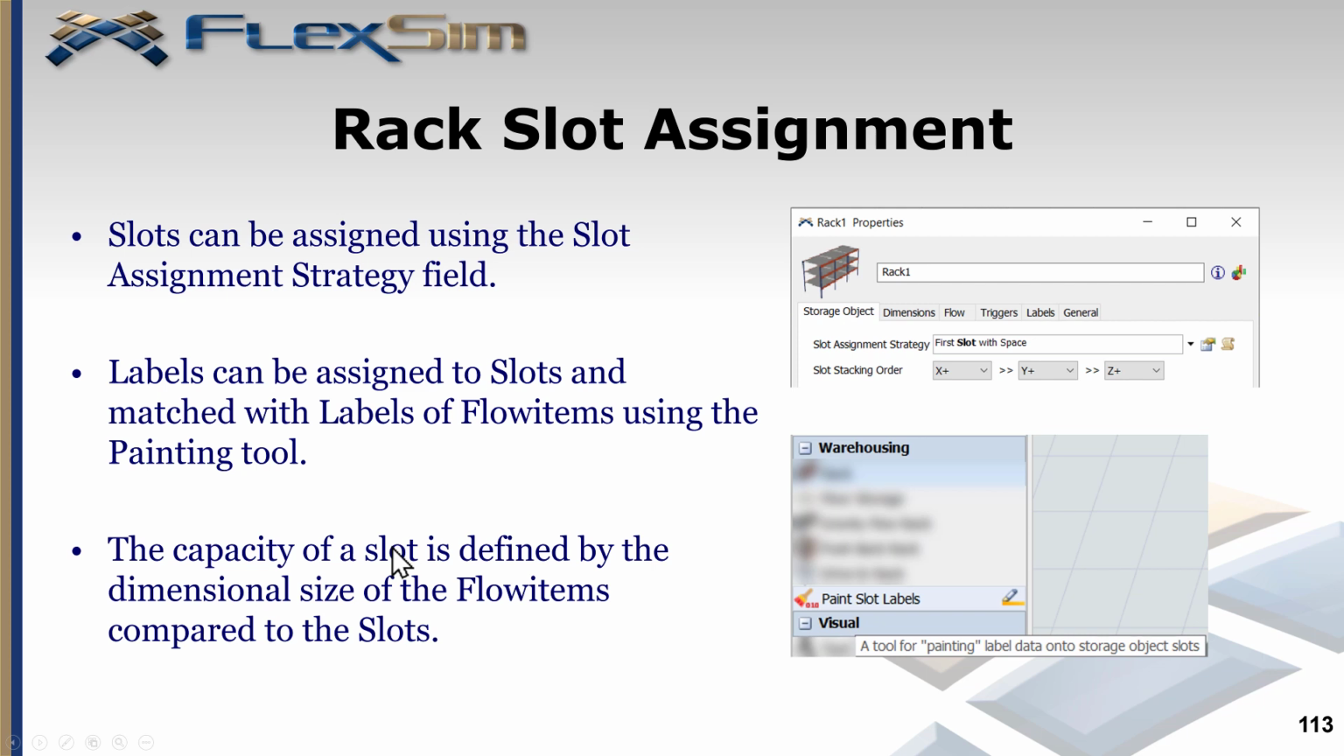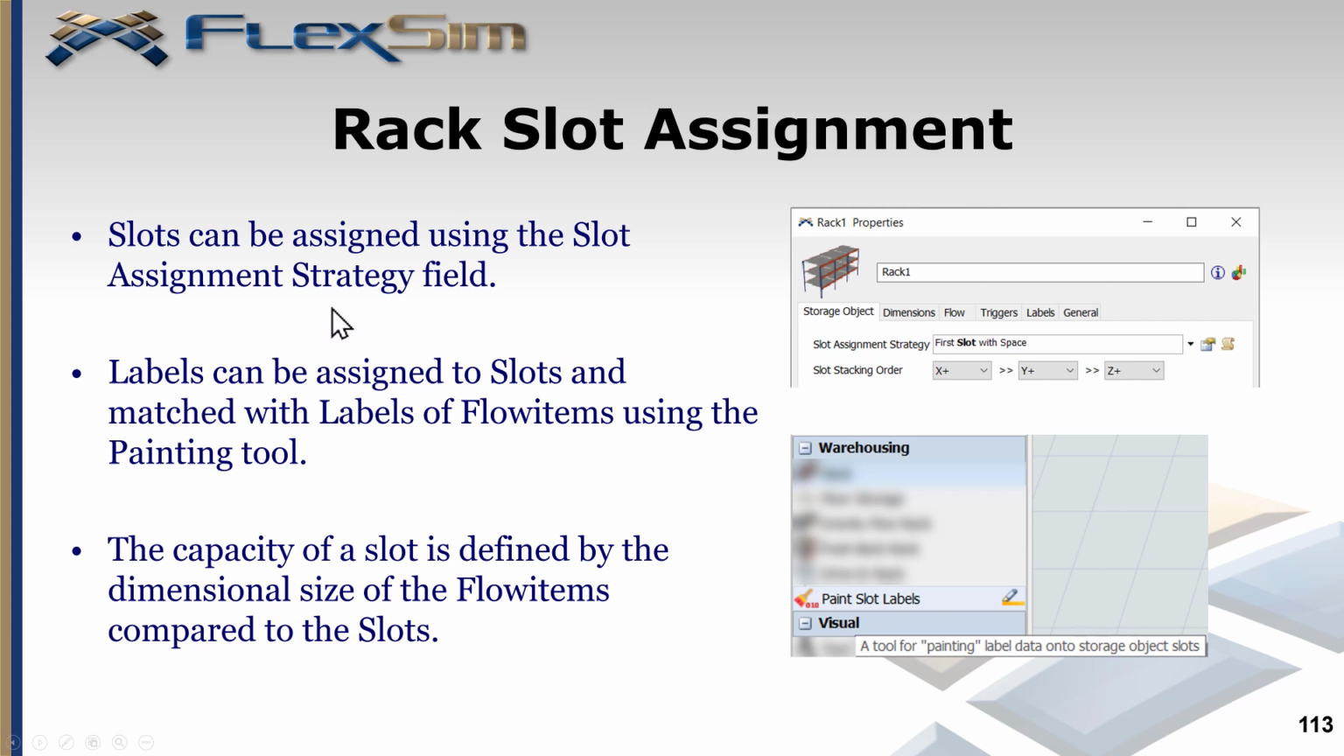So, rack slot assignments. How is that done? Slots can be assigned using the slot assignment strategy field. It's on the storage object tab of the rack properties window. One option is the first slot with space, the first available slot. You can do this a number of different ways. Labels can be assigned to slots and matched with labels of flow items, for instance.